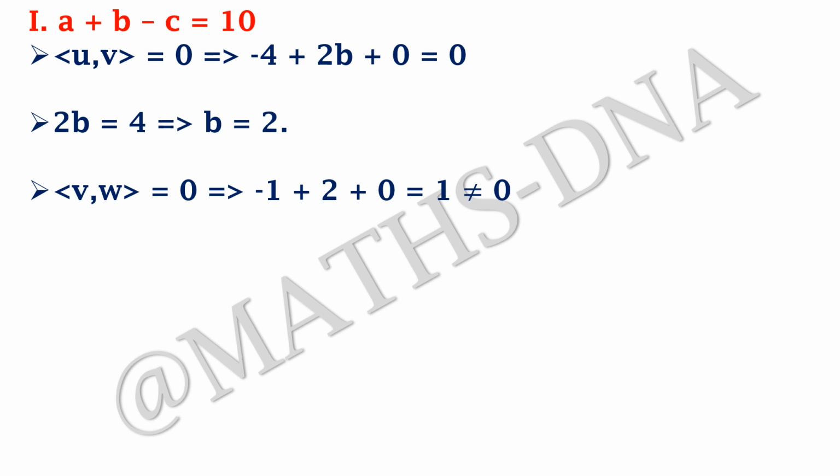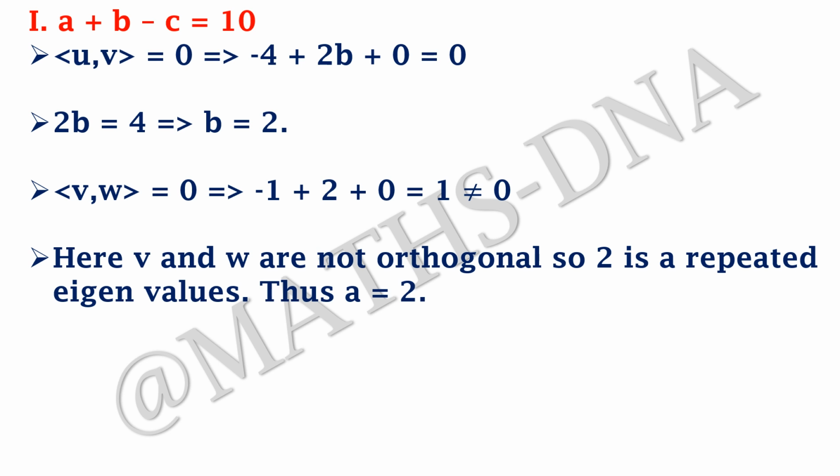Moving on, v·w should also be equal to 0. We have both the values of v and w. This gives us -1 + 2 + 0, that is equal to 1 and not equal to 0, which means that v and w are not orthogonal. Now if v and w are not orthogonal, it means that 2 is a repeated eigenvalue, and thus a, that is the remaining term we have to find, is also 2.